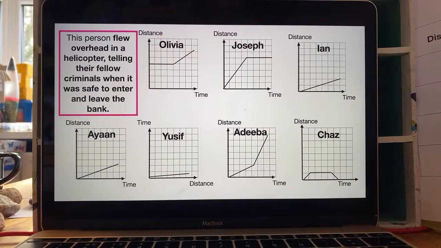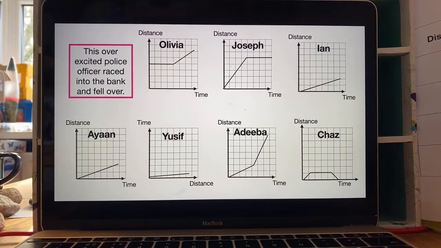Someone flew overhead in a helicopter. I should have said flew very fast. Helicopters can literally hover, can't they? The thing about a helicopter is that it can stay still in the air. But it wasn't. It was moving really fast. And finally, this overexcited police officer raced into the bank and fell over. Which overexcited police officer raced into the bank and then fell over? Just lay sprawled on the ground for the whole rest of the time.